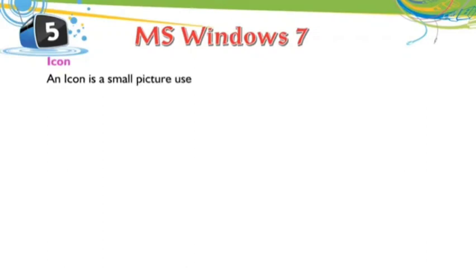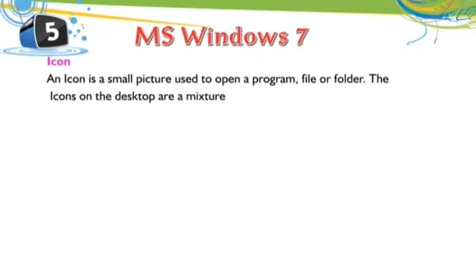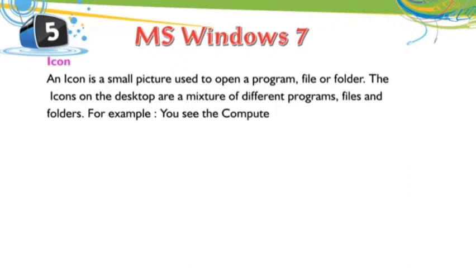Icon. An icon is a small picture used to open a program, file, or folder. The icons on the desktop are a mixture of different programs, files, and folders. For example, you see the computer icon and the recycle bin icon on the desktop.